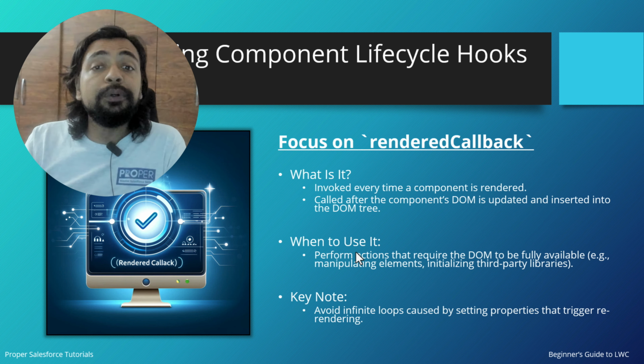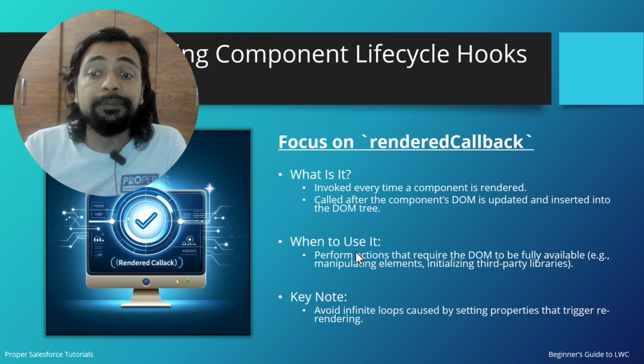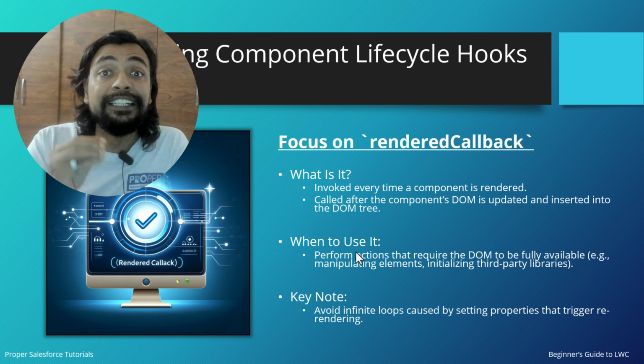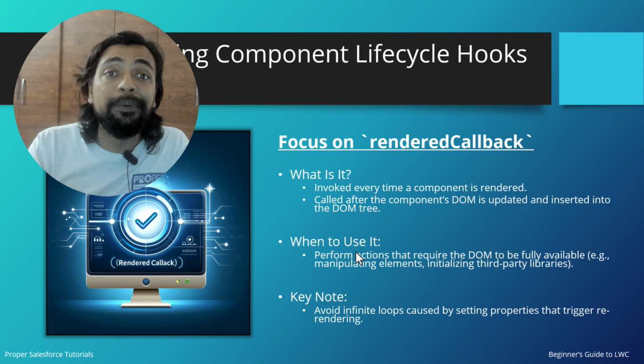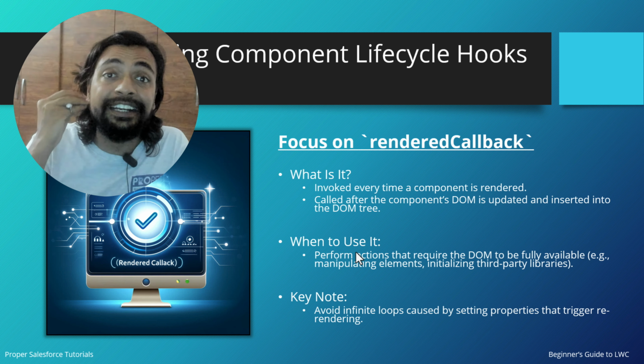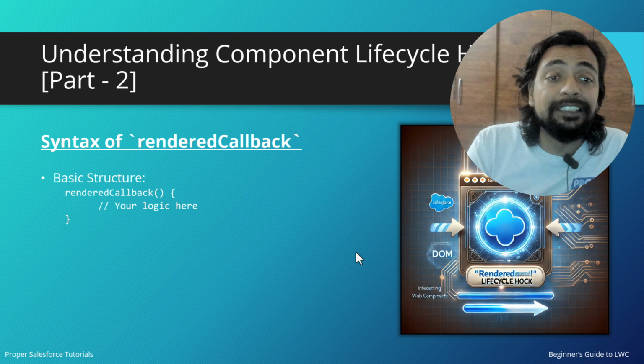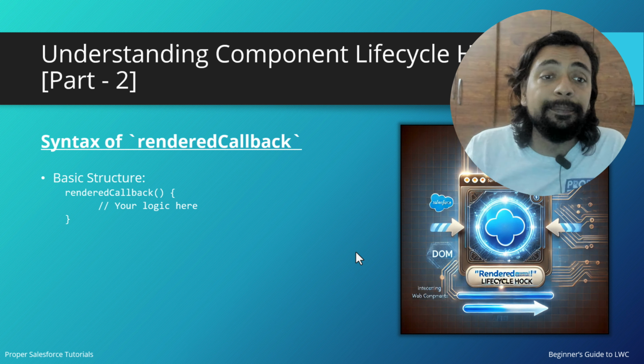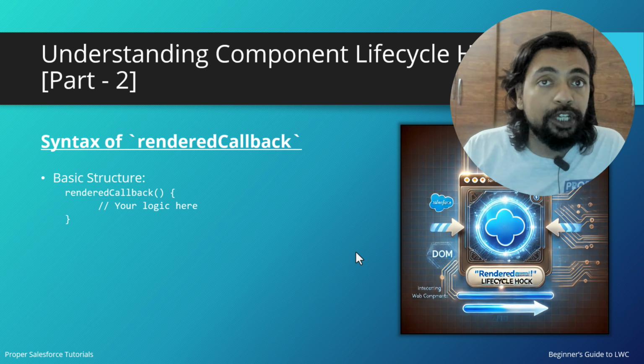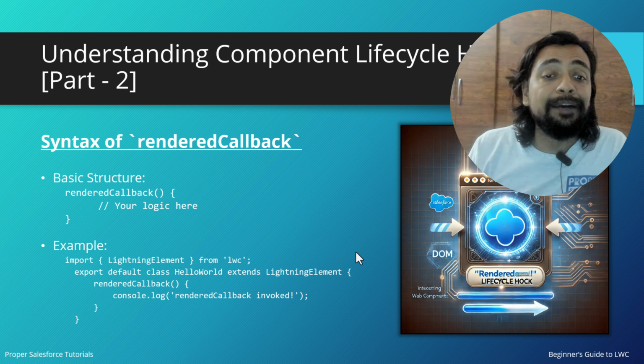Now a key note for you: you should avoid infinite loops caused by setting properties that trigger re-rendering. There can be a situation where changing a property triggers re-rendering and that can end up in an infinite loop. The syntax of renderedCallback is very simple. Just like connectedCallback, you create the method renderedCallback and put the logic inside it. You can see the example here. I am printing 'rendered callback invoked'.